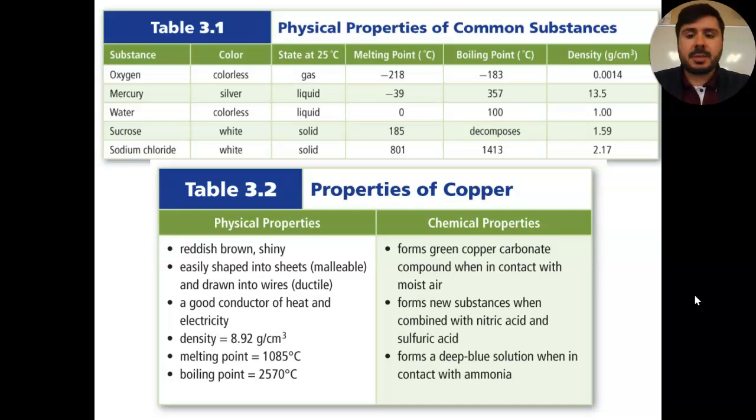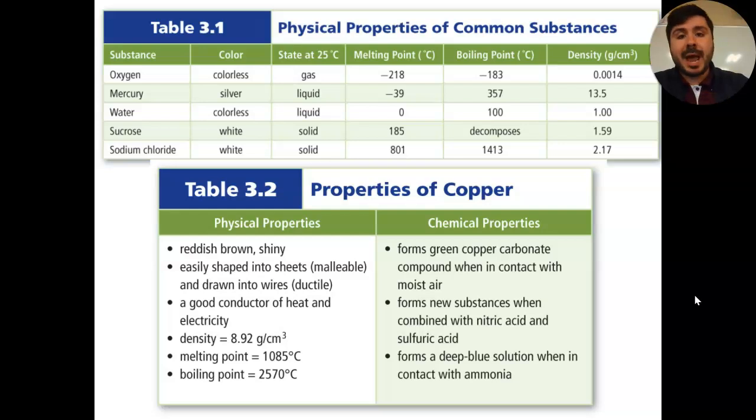Cubic centimeter, melting point of 1,085 degrees Celsius, which is very hot, and a boiling point of even higher than that, 2,570 degrees Celsius, right? So those are all the physical properties, kind of in line with what Table 3.1 has to offer. On the right-hand side, however, is our list of chemical properties.